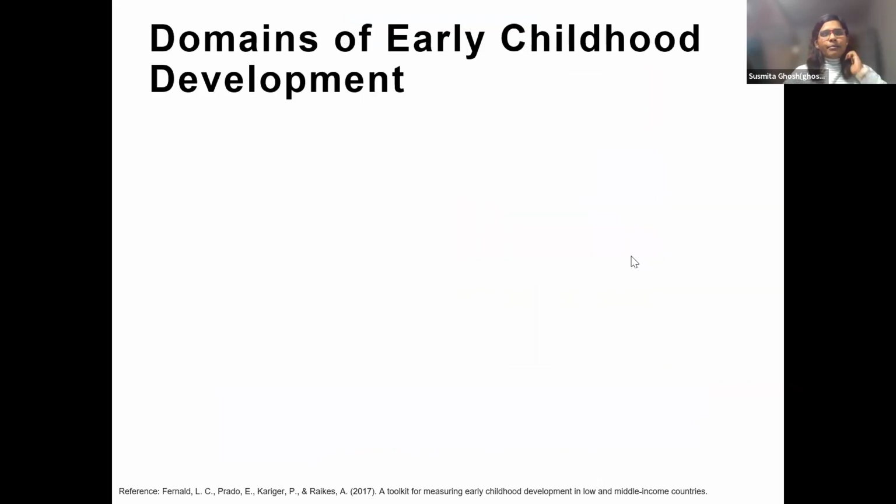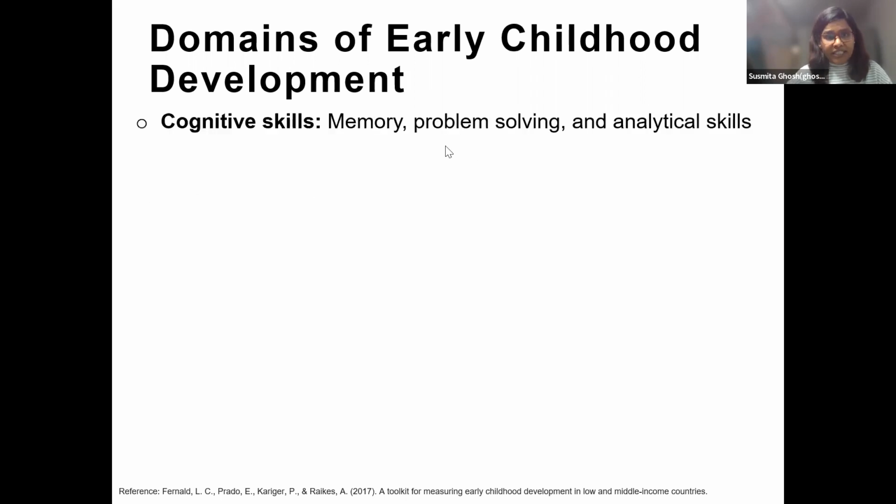So I have been talking about the developmental domains of early childhood development. So how many domains do we have to understand the overall development of a child? In total, there are 8 domains to understand the development of a child. And these are cognitive skills. The cognitive skills are like the memory of the child or their ability to solve a problem or the analytical skills of the child.